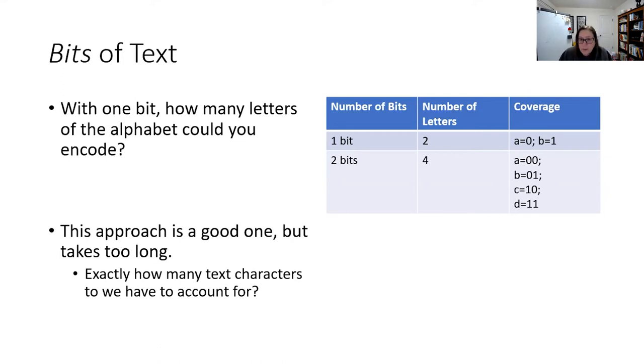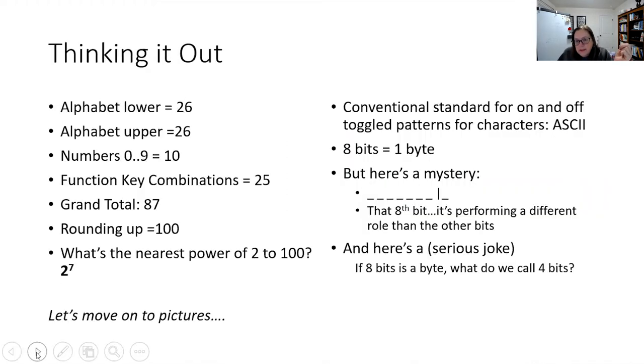This is working, but it will take us too long to work our way through the entire alphabet. This is a kind of problem-solving approach, by the way, called brute force enumeration. I would just continue adding more bits until I finally could support everything I needed. But in the interest of time, let's come at this from the top down instead of the bottom up. Let's pose this question. Exactly how many characters do I have to support? Any thoughts? You be thinking about that. And let's think it out.